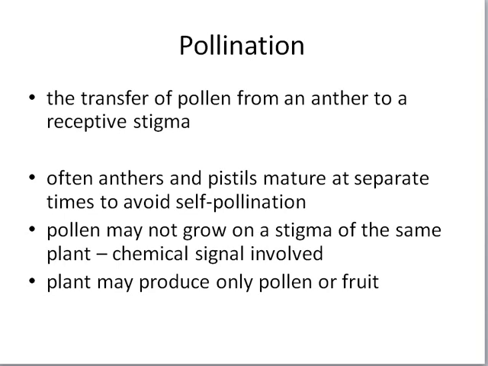Another strategy that is similar to what is seen in animals is the separation of the sexes, with some individuals having only flowers with stamens and separate individuals having flowers that contain only pistils. Cottonwood trees are an example where we see the separation of the sexes.